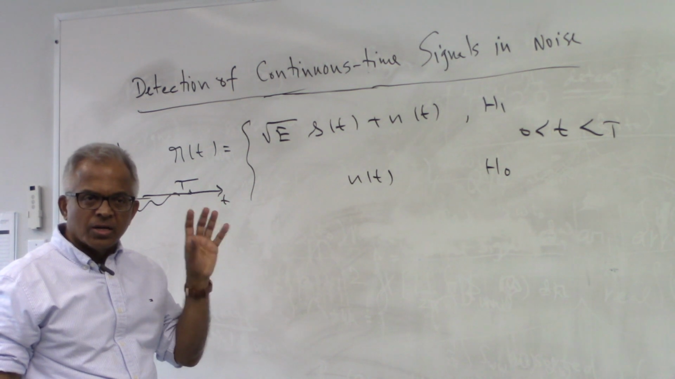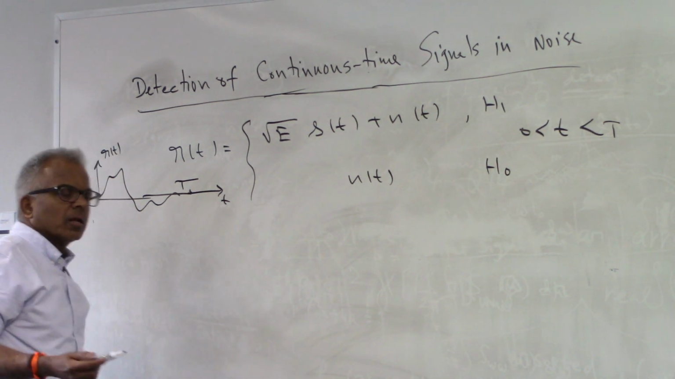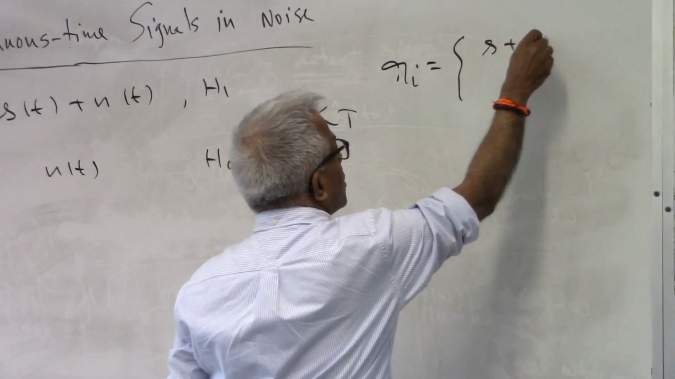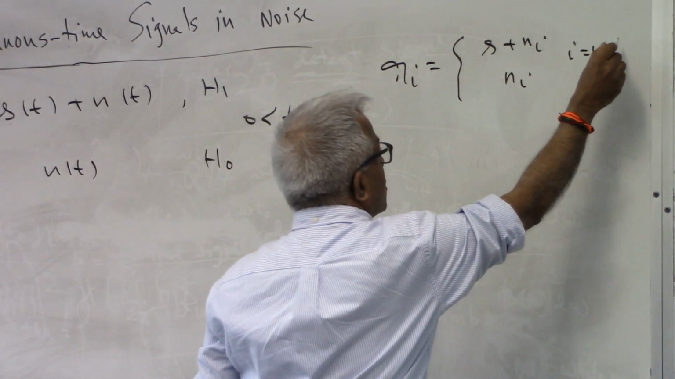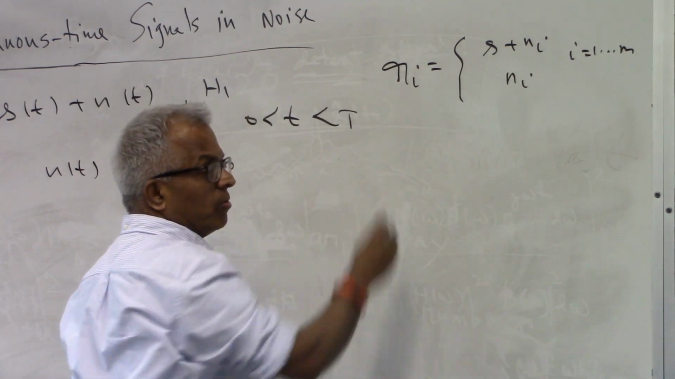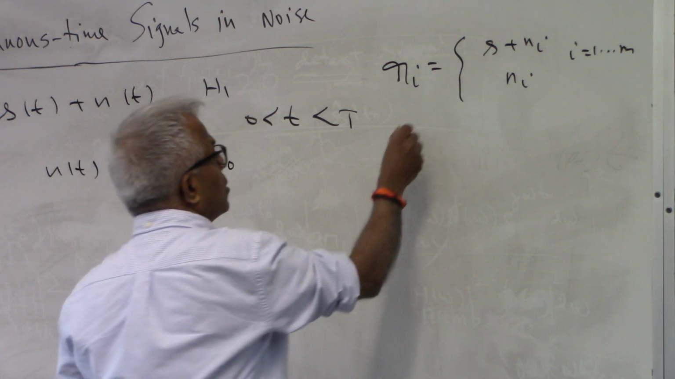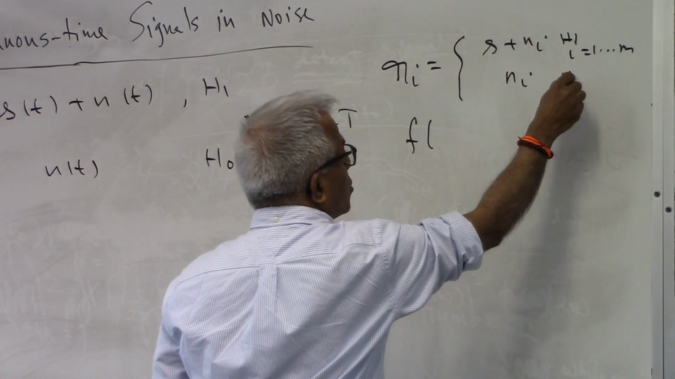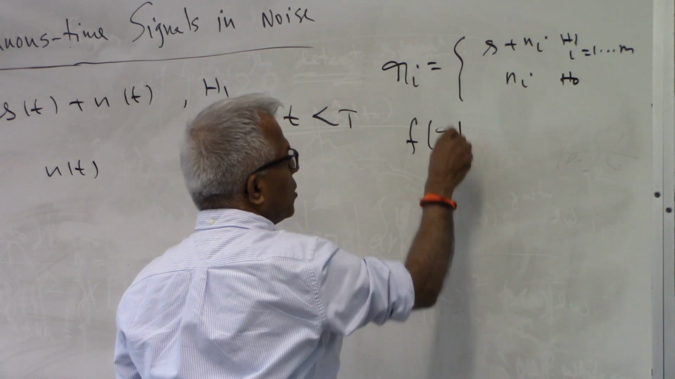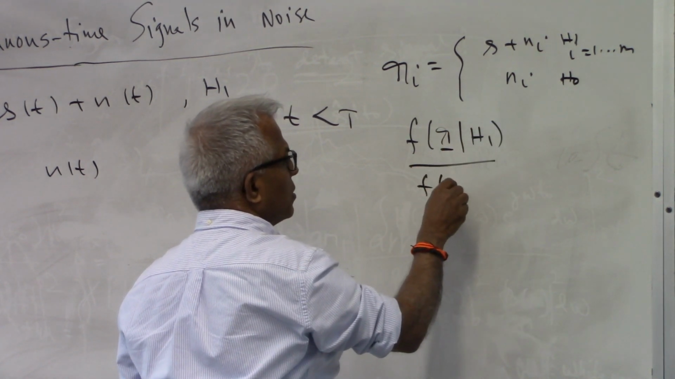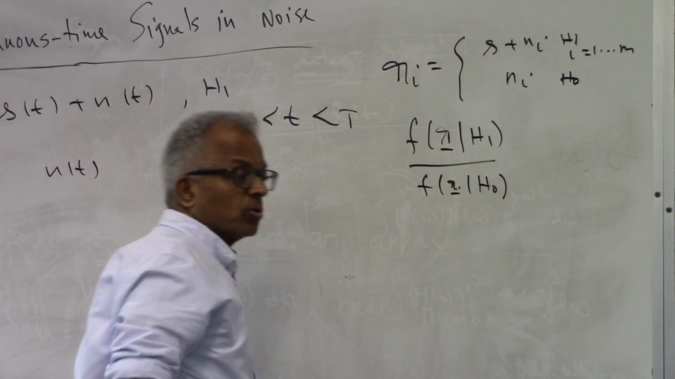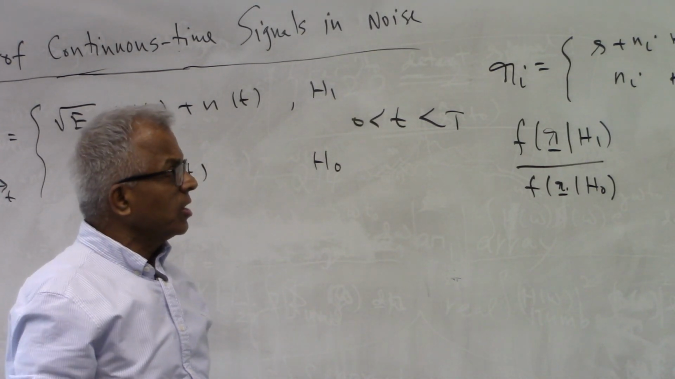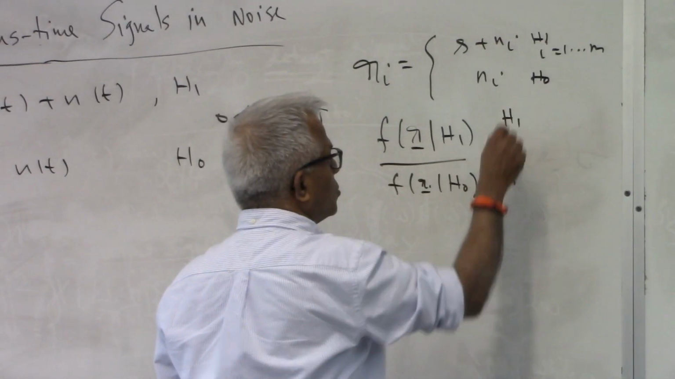If you recall, we have done the discrete case of this problem. The discrete case was R_i is S_i plus N_i versus N_i. Then, if you recall, you form the likelihood ratio test. You find the joint density function under the two hypotheses, H1 and H0. So you have the data vector under H1 and the data vector under H0. You take the ratio of the joint probability density function, that's the likelihood function. This we compared with a threshold.